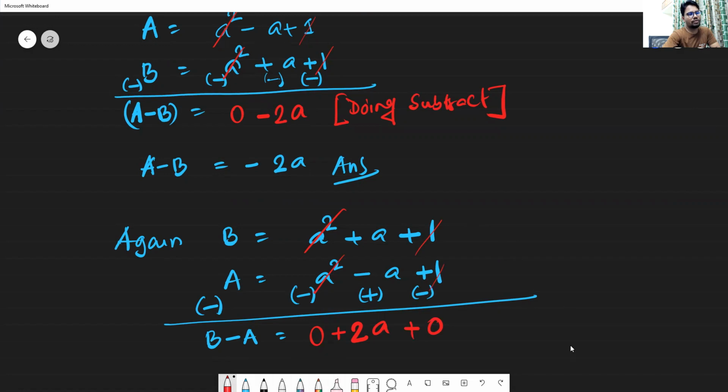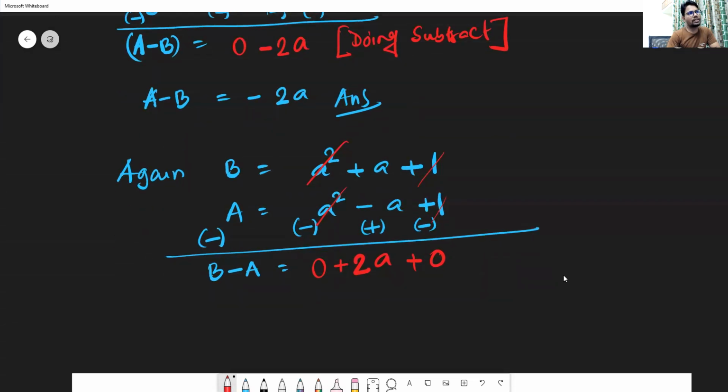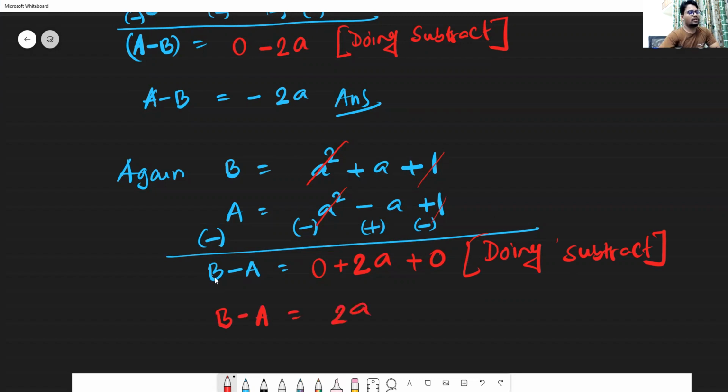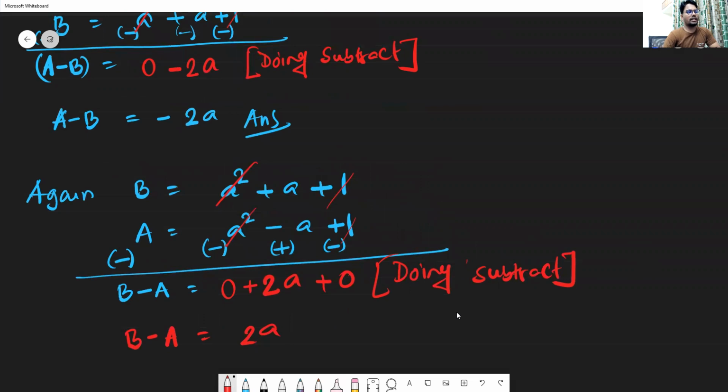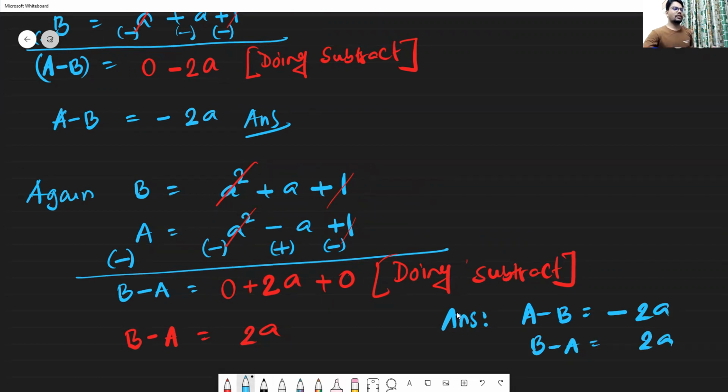So in the same side note we can write subtracting or doing subtract. Then now what is the result? B minus A is equal to twice A. So now we can write the answer separately here. Total answer: A minus B, its answer is minus twice A. B minus A, its answer is twice A. So this is the answer of the second question.